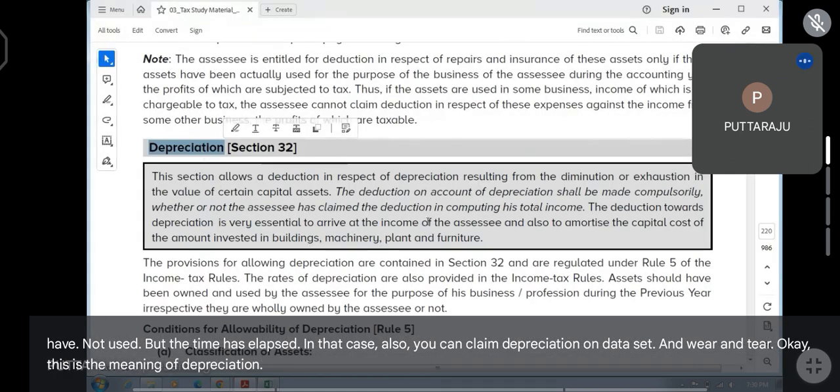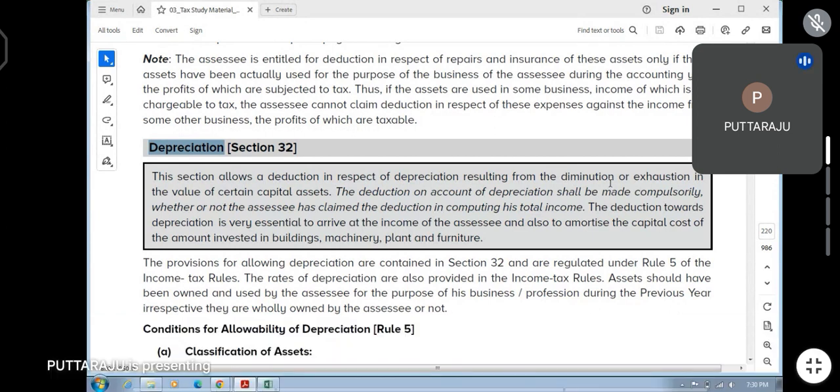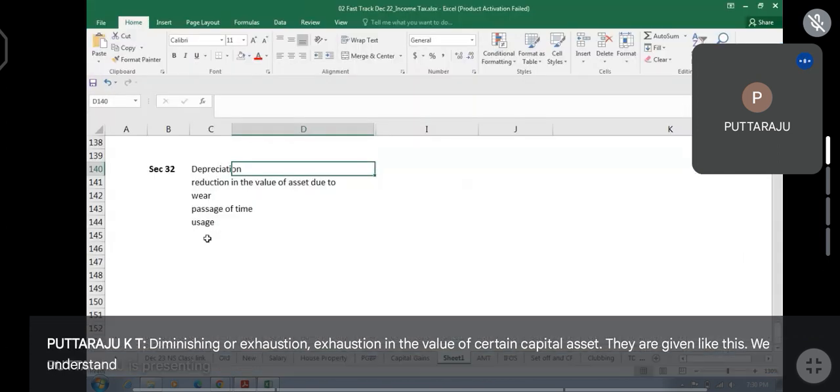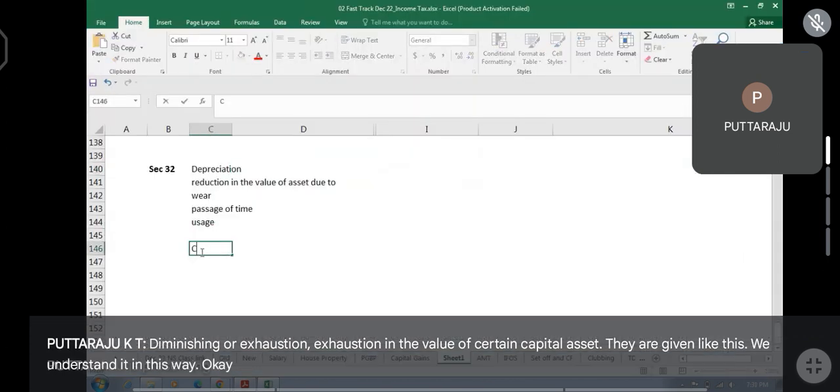Depreciation, have they given any definition? Diminution or exhaustion in the value of certain capital assets. They have given it like this. We understand it in this way. Okay. Next, what are the conditions?